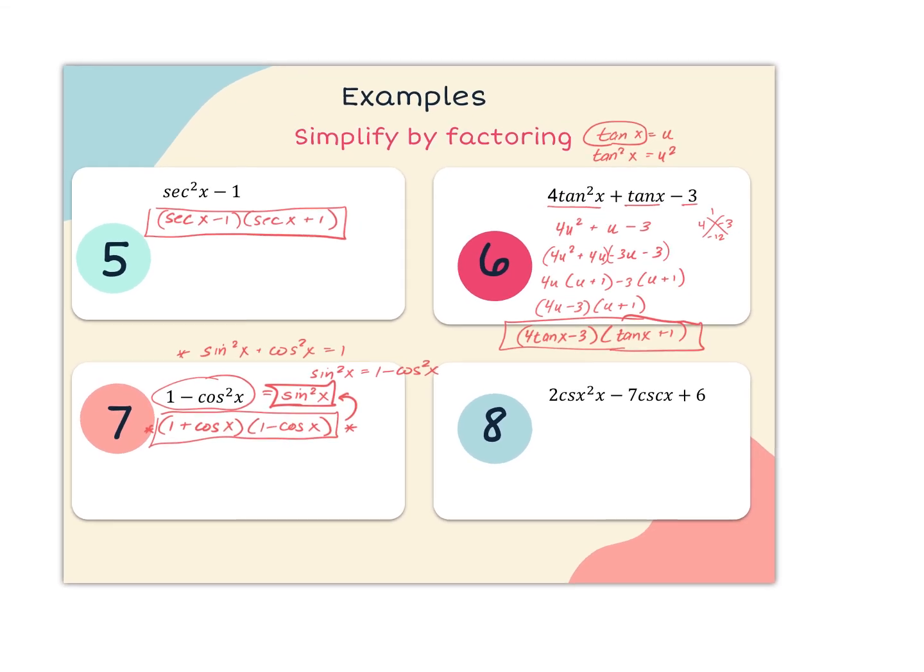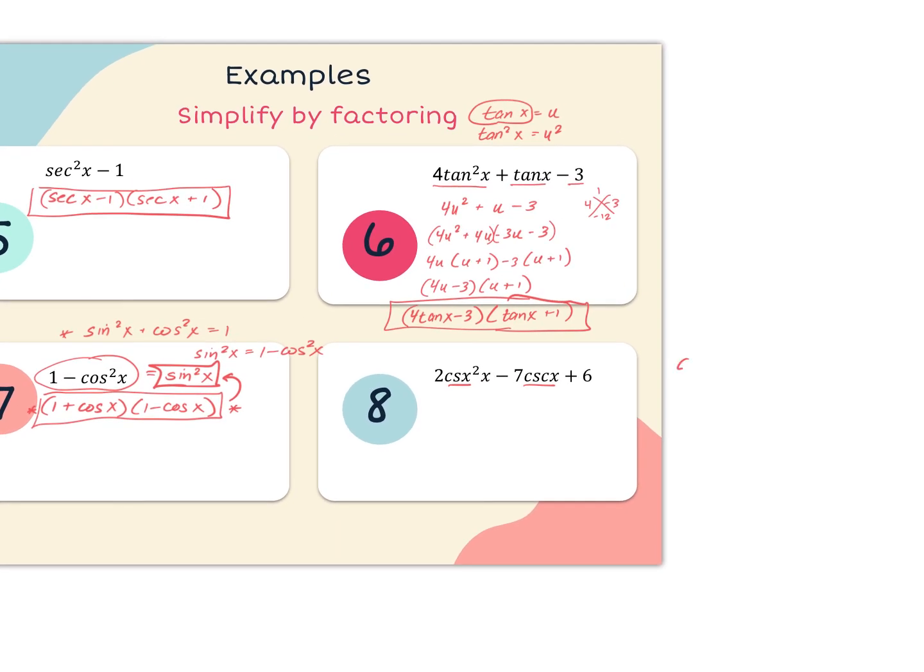Okay, so then I get to this last problem, number 8, and again, I see that it's cosecant squared here, cosecant here. It's a trinomial. So guess what? I'm going to use that little u value. I'm going to make the cosecant of x equal to u. So anytime the cosecant is squared, it's u squared. So I have 2u squared minus 7u plus 6.